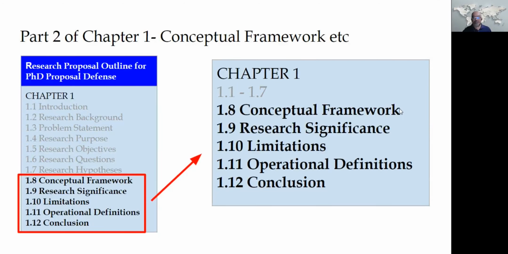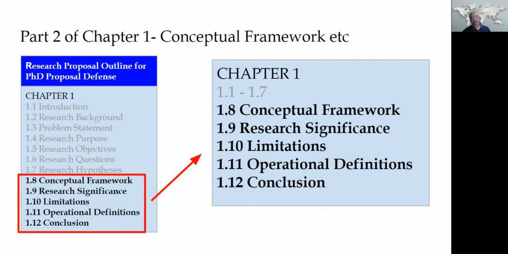1.9 is about research significance. Research significance, the importance of your research. So you need to highlight the importance of your research so that people know how much your research in the end will contribute to the current knowledge, to the existing knowledge, in terms of practice, in terms of research, in terms of theory.